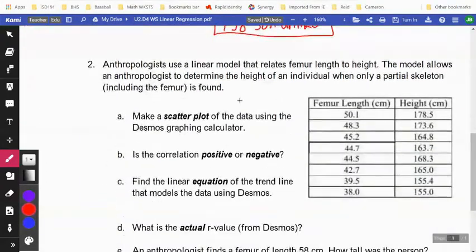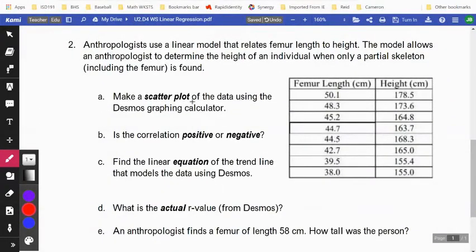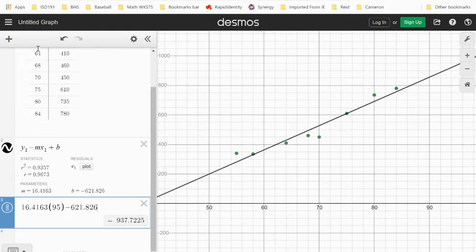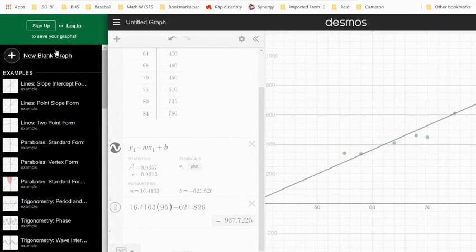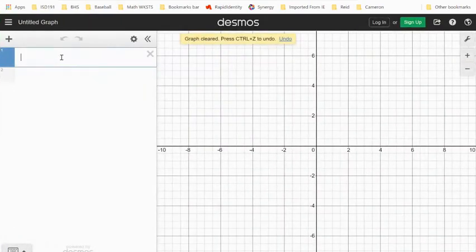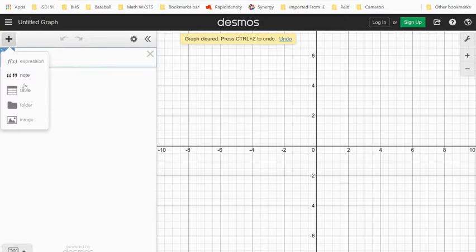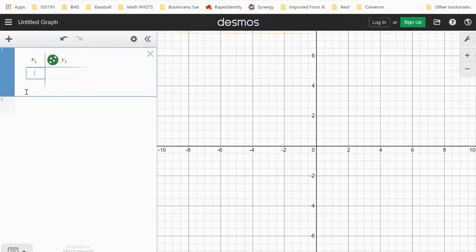Let's take a look at number 2. All right, we've got some anthropologists here looking at femur length and height of some partial skeletons. All right, so we need to make a new scatter plot. So I'm going to need to go back into decimals, and I could clear this out, but it's better if I start from scratch. So I hit the 3 bars, I hit new blank graph, and I want to enter in a new table of values. So I go to add table, and my data. Femur length goes on the left, and height goes on the right.